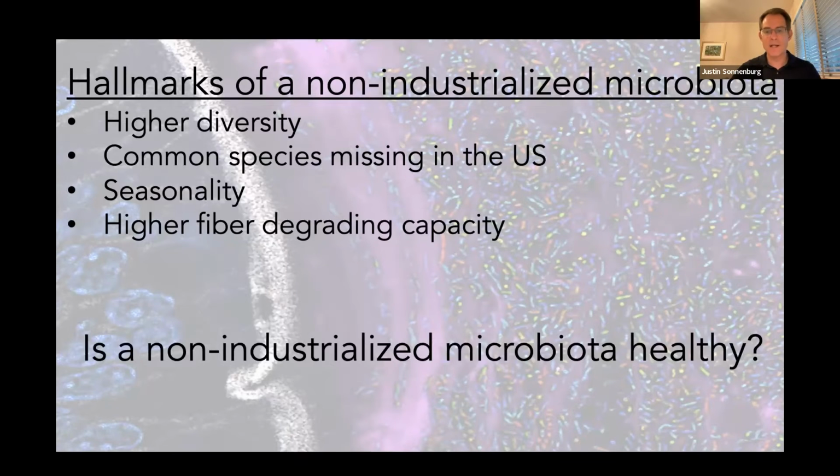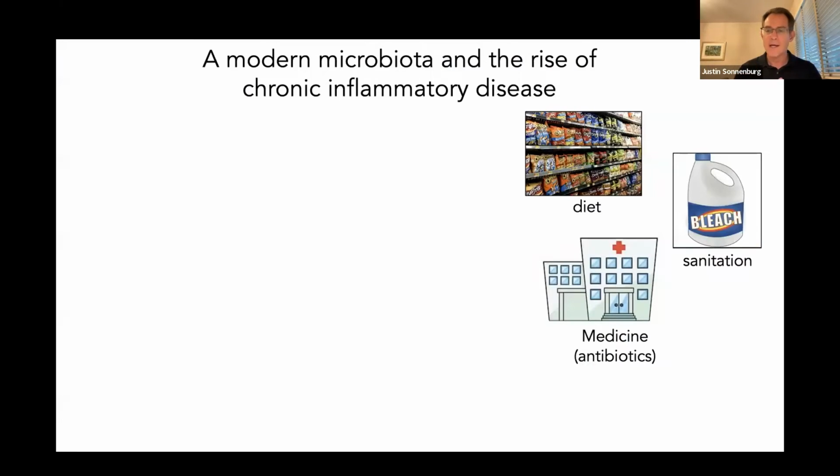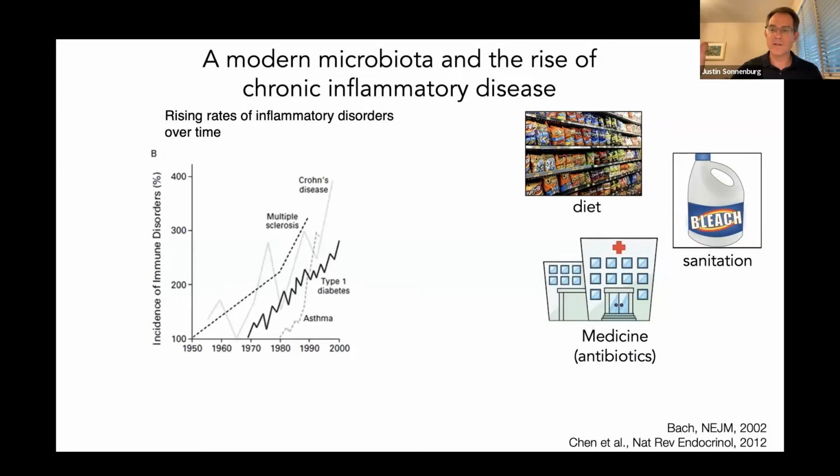So is a non-industrialized microbiota healthy? This is something we're working on, but what we do know is that all of these changes to our lifestyle and diet have coincided with an increase in a lot of Western diseases. So a lot of inflammatory disorders have been increasing. We look at autoimmune diseases, certainly heart diseases. There's many types of cancers that are going up as time proceeds, as our lifestyle continues to change.